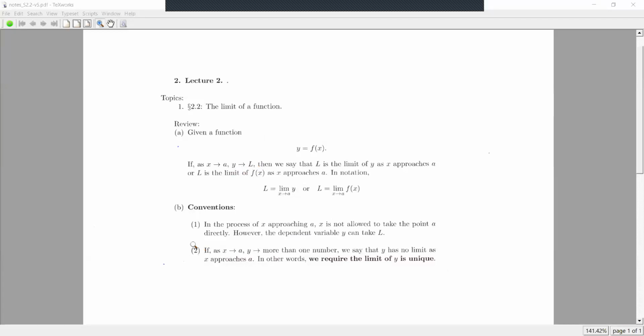Review convention number 2. If as x approaches A, y approaches more than one number, in that case, we say that y has no limit as x approaches A. In other words, we require the limit of the dependent variable y to be one and only one, that is, unique.